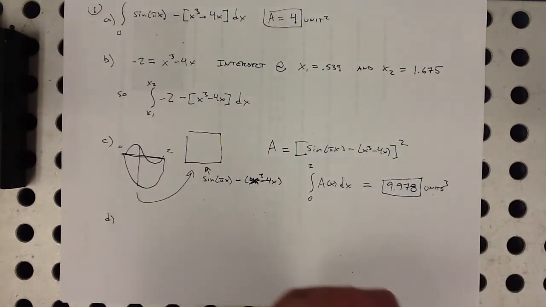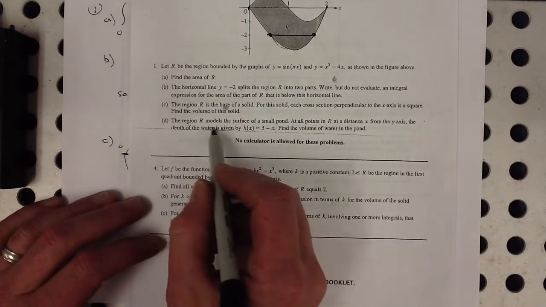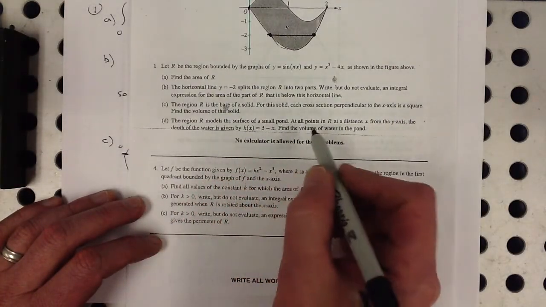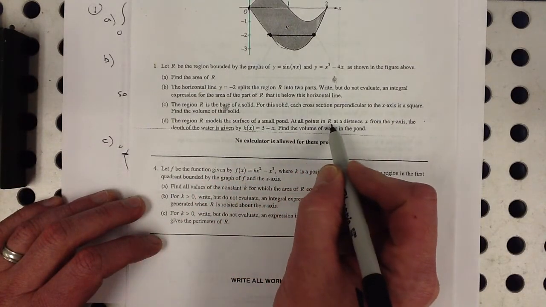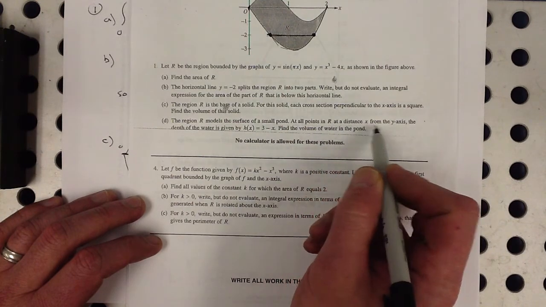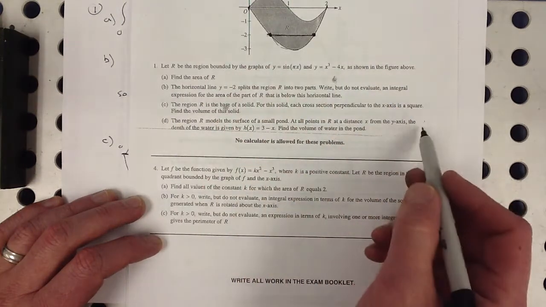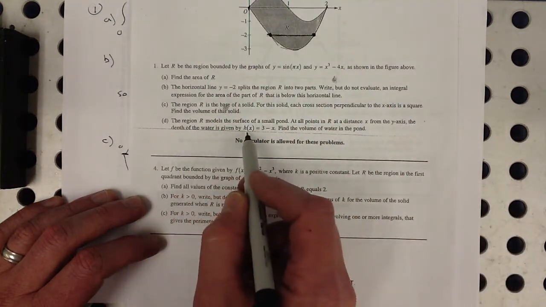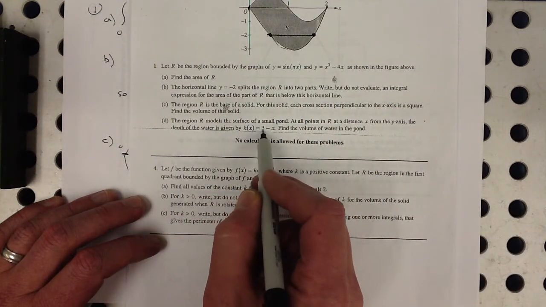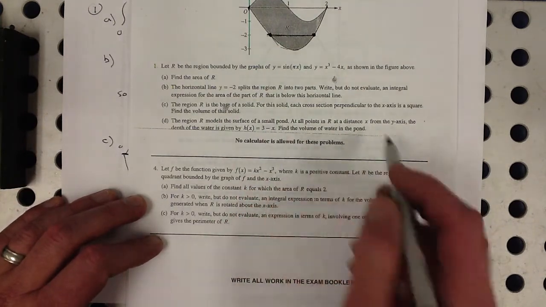And part D. Last part. The region R models the surface of a small pond, and at all points in R, a distance x from the y-axis, the depth of the water is given by h of x is equal to 3 minus x. Find the volume of water.